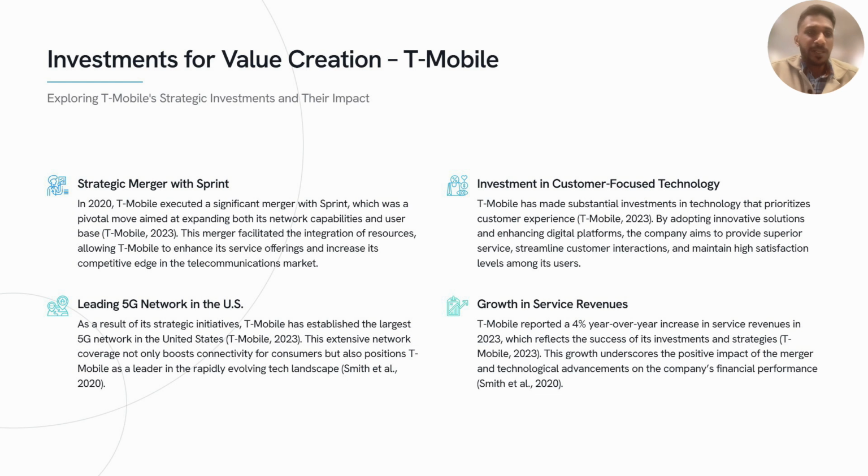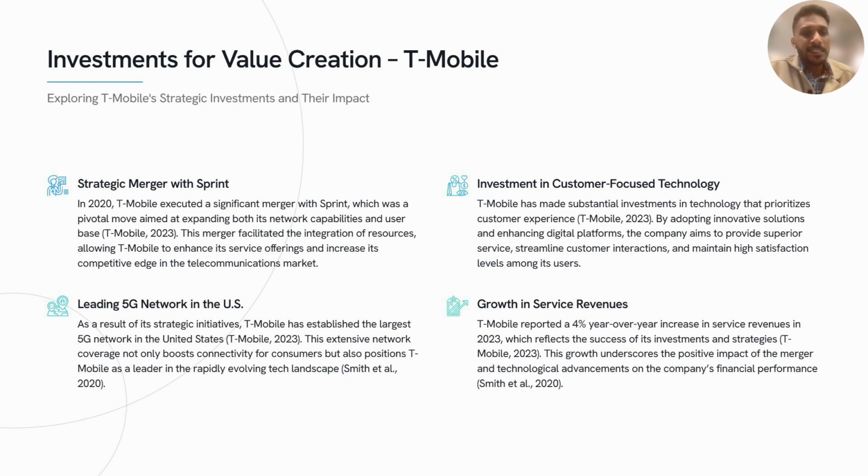In 2020, T-Mobile executed a significant merger with Sprint, which was a pivotal move aimed at expanding both its network capabilities and user base. The merger facilitated the integration of resources, allowing T-Mobile to enhance its service offerings and increase its competitive edge in the telecommunications market. T-Mobile became a leading 5G network in the US.